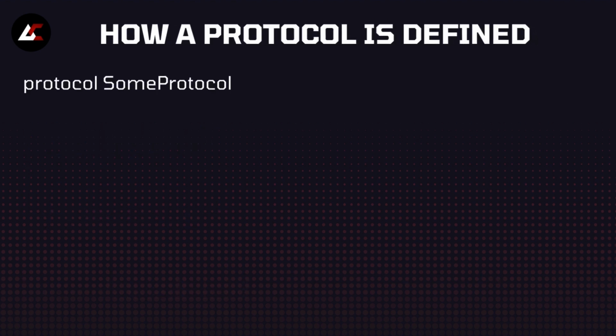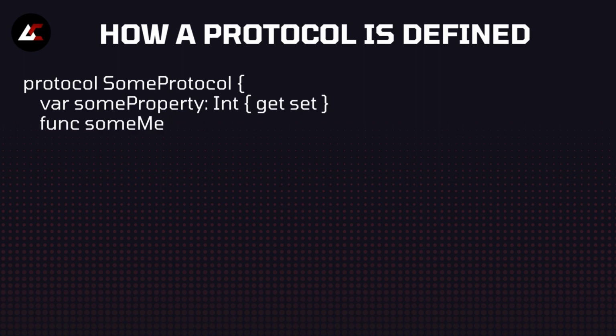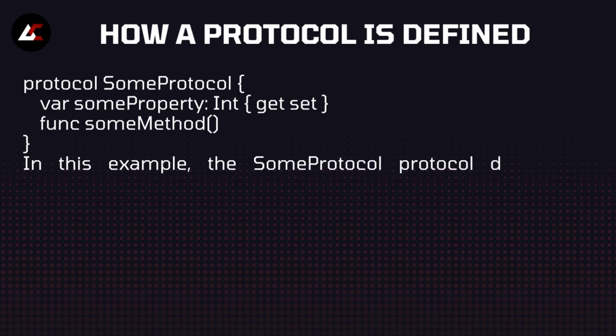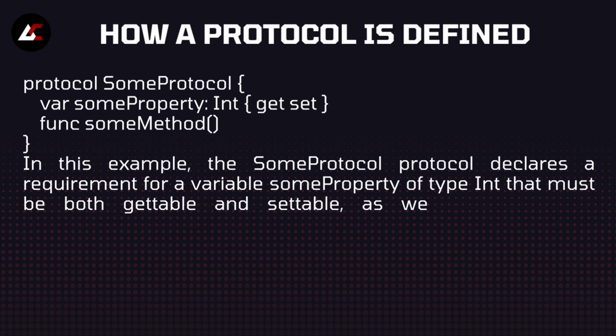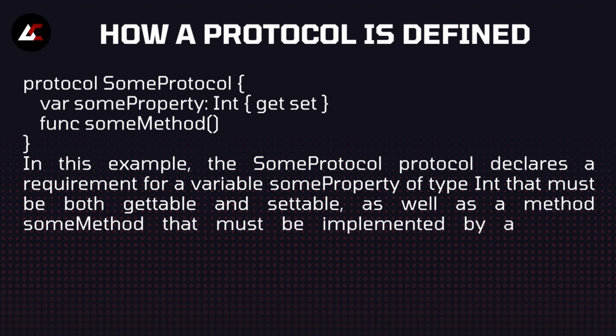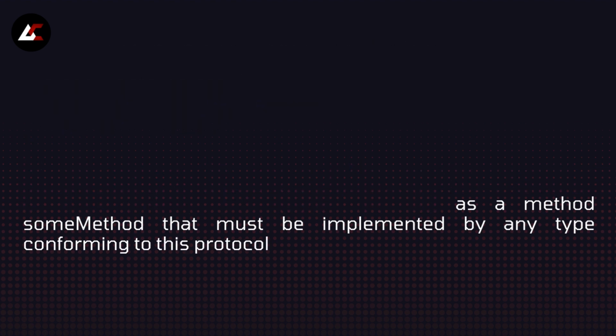How a protocol is defined. In this example, the Some protocol declares as requirements a variable someProperty of type Int that must be both gettable and settable, as well as a someMethod that must be implemented by any type conforming to this protocol.